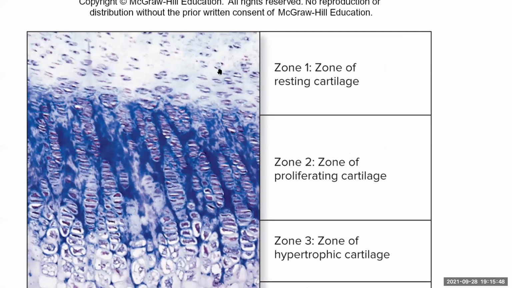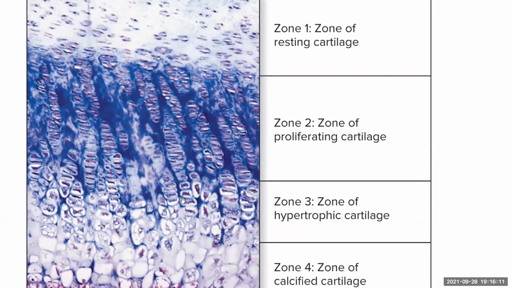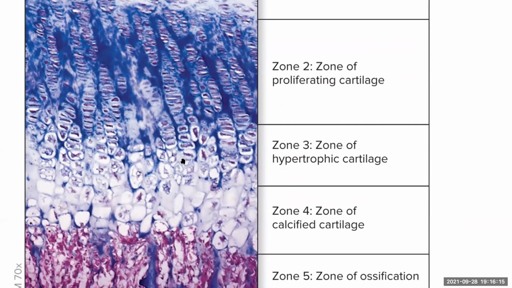The top zone, the chondrocytes aren't doing anything. And then they start to decide, we're going to start to divide, and they undergo that mitotic division, and they rapidly undergo that division. They start to line themselves up in their lacunae like stacked coins. And so in this zone, we're just seeing a rapid proliferation of the cartilage cells, the chondrocytes, as they divide.